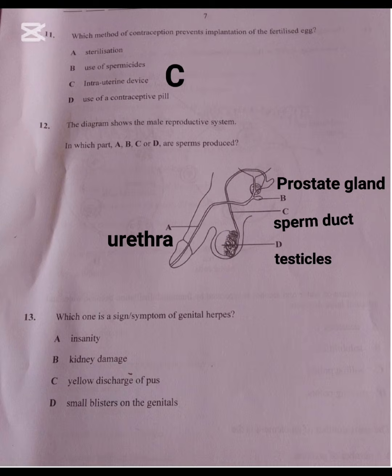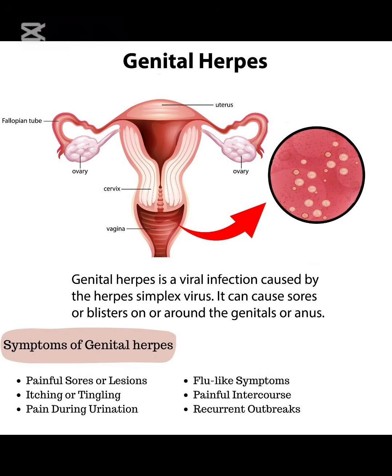Which one is a sign or a symptom of genital herpes? The correct answer on number 13 is D. The small blisters on the genital area is a symptom of genital herpes. Other symptoms include painful sores that develop after the blisters, burning or itching in the genital area, pain when urinating, and also difficulty in passing urine. Let us proceed to the final question, which is number 14.